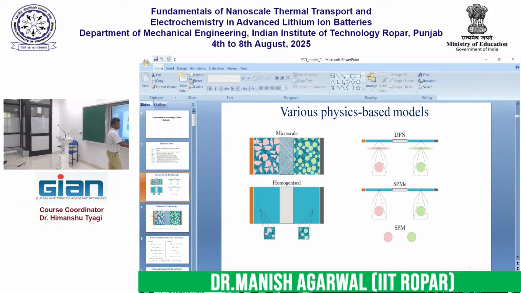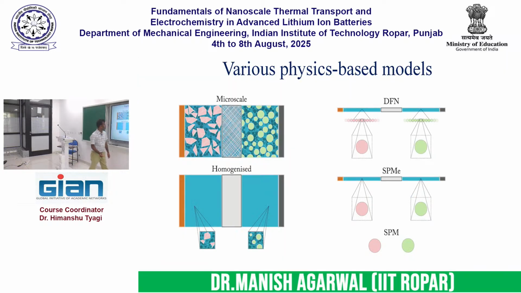Now we'll come back to our battery topic. As you can see on the slide, there is a word mentioned: physics based model. In today's lecture we are going to talk about physics based models. There are other models, for example equivalent circuit models, which are more empirical. We are not going to talk about those right now. There are also some data science based models. Again, we are not going to talk about those. We are going to talk only about physics based models.